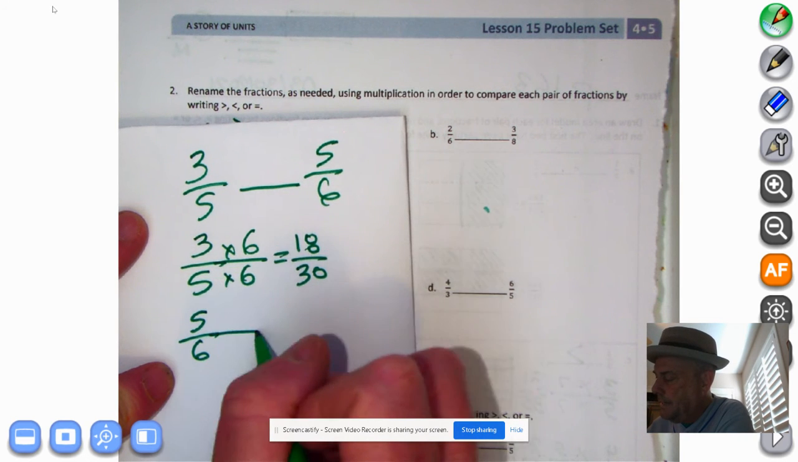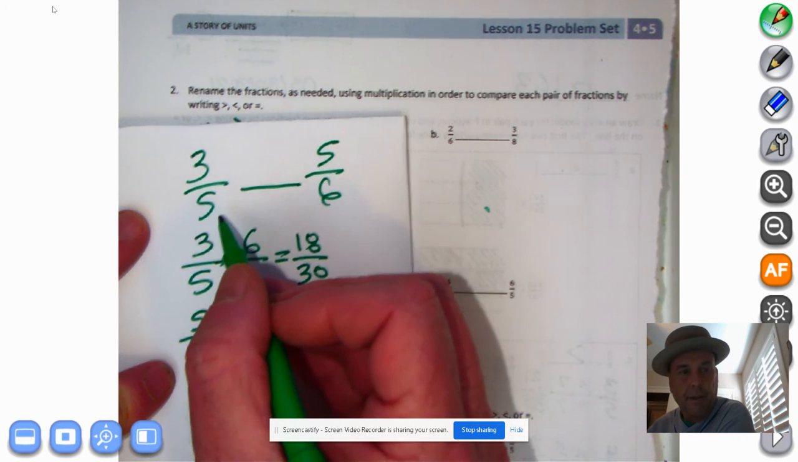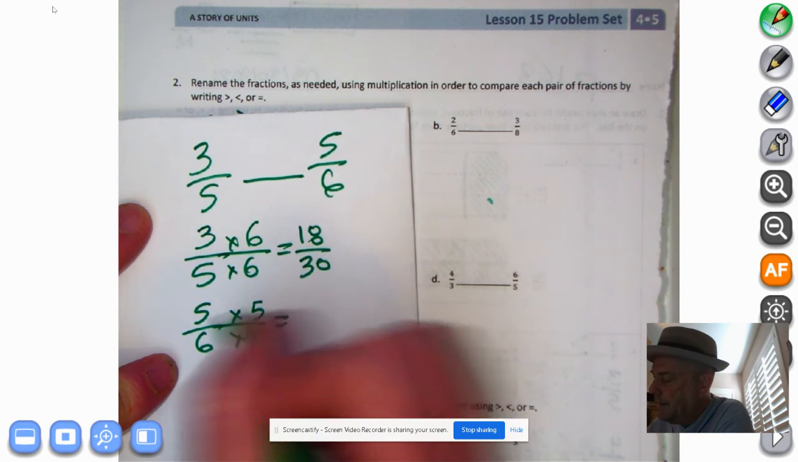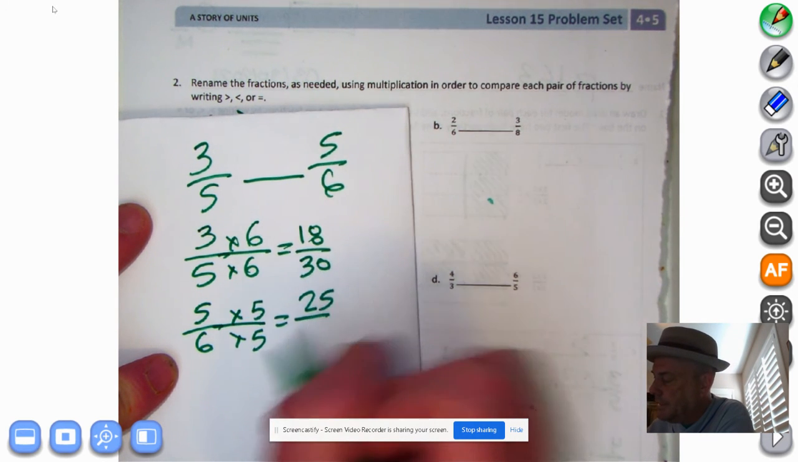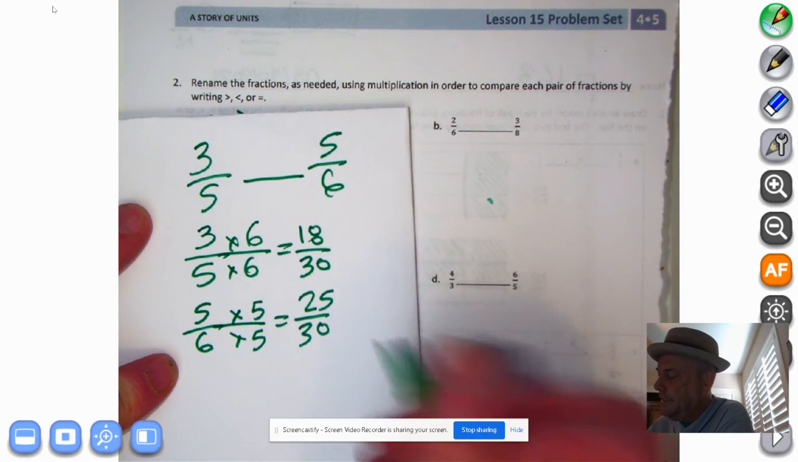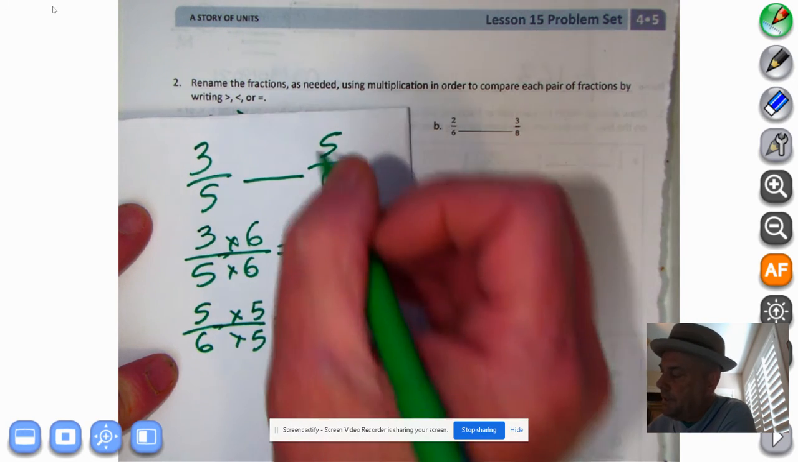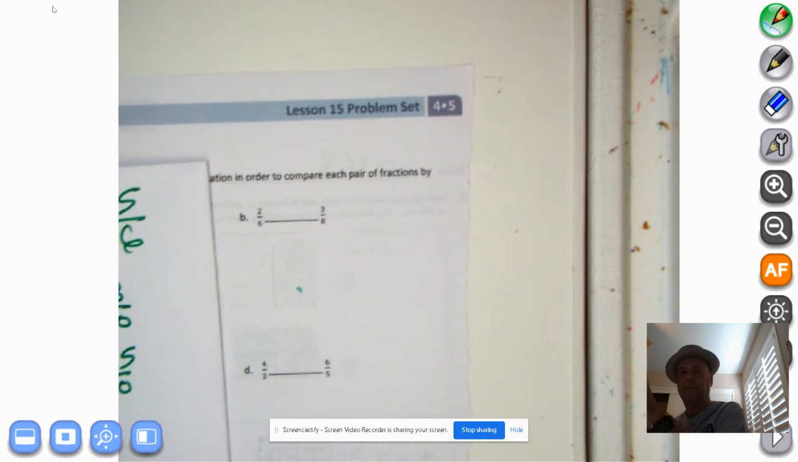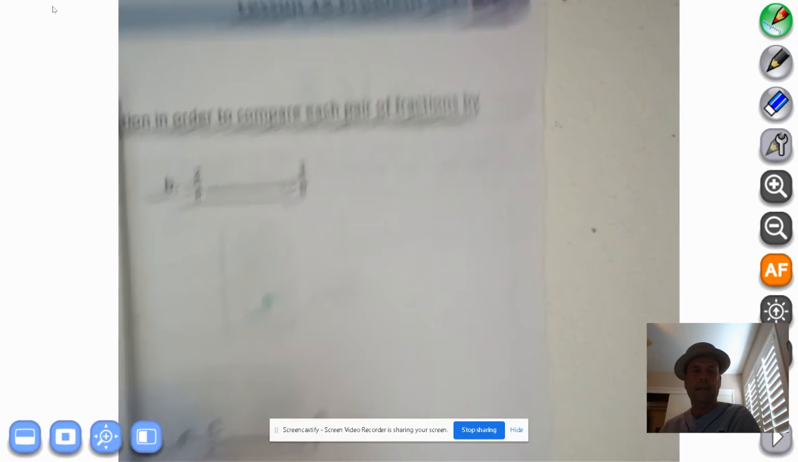But now we have to see what 5/6 is all about. We're going to multiply it by the denominator of the other fraction. We're comparing 5/5. And this will equal 5 times 5 is 25, and 6 times 5 is 30. So we can easily see here that 25 thirtieths is much greater than 18 thirtieths. And there we have it. I'm going to go over here where Princess Yvonne can't see my mistake.